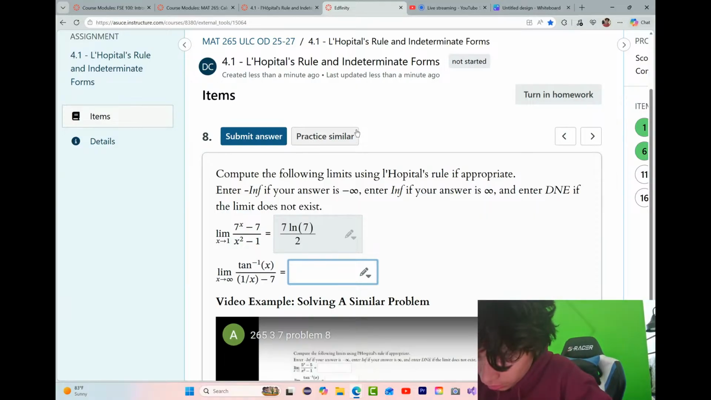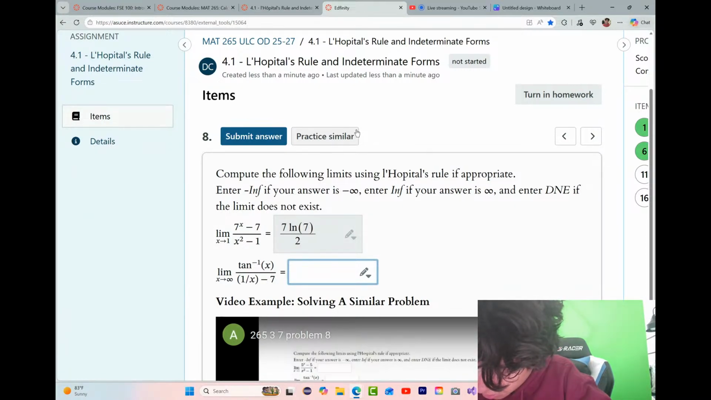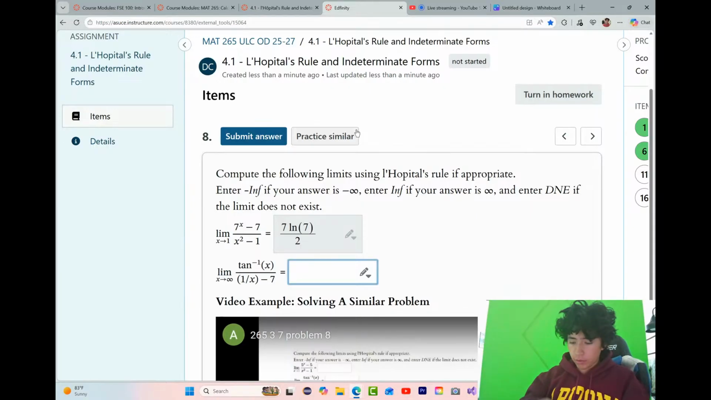And then we have to solve for, whoa, interesting, tangent inverse of x over 1 over x minus 7. Oh wait, let's erase this, because this is a limit as x tends to infinity. The limit as x tends to infinity of tangent inverse of x over 1 over x minus 7. Cool, we brought back inverses.